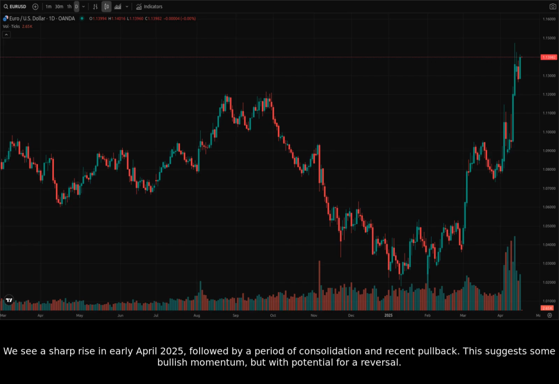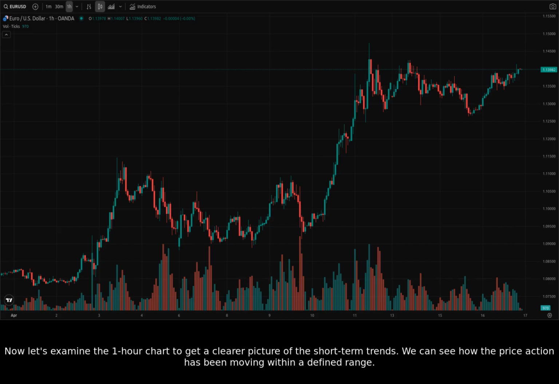We see a sharp rise in early April 2025, followed by a period of consolidation and recent pullback. This suggests some bullish momentum, but with potential for a reversal. Now, let's examine the one-hour chart to get a clearer picture of the short-term trends.